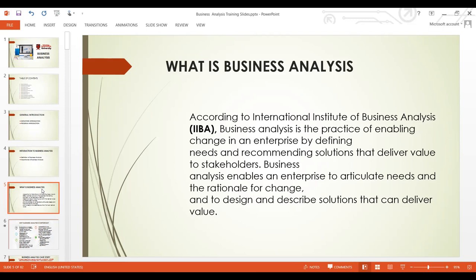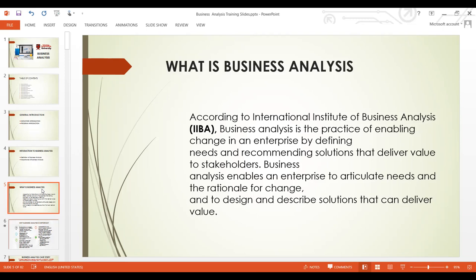Because when there is a problem, the next thing is to look for a solution. And to look for a solution, they are looking for business analysts. And for a business analyst to solve this problem, it has to be a project. And to do that, someone needs to lead that project, and that person is the project manager. So that's why you see we're trying to carry business analysis and the project manager together, because they go hand in hand.